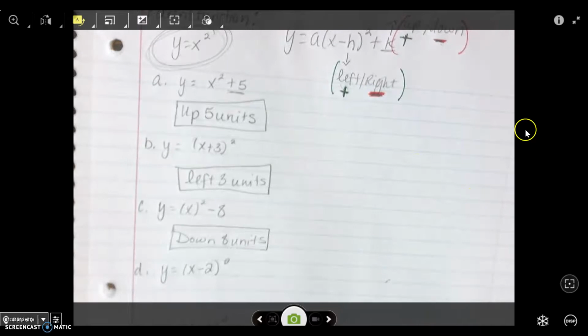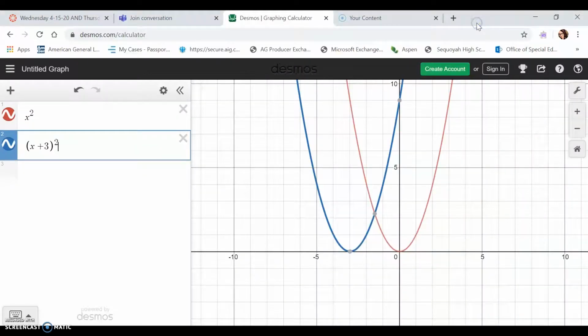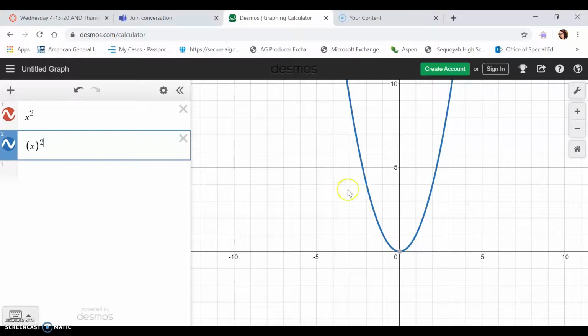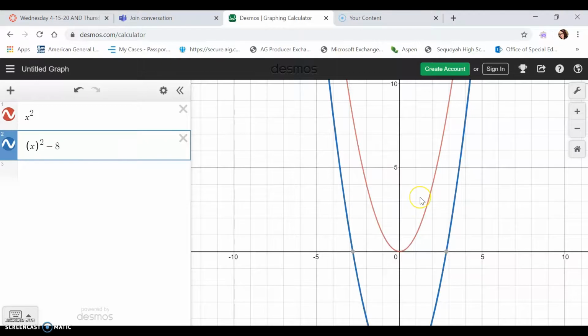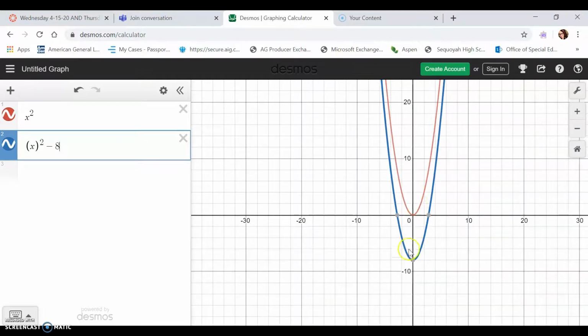If you want to check the calculator, I'll show you. If you just do x squared in parentheses, do you see that those are the same graph? Same graph. Now if we do minus 8, it moves the graph down 8 units, because that's at the point 0, -8. So the y coordinate went from 0 to -8.